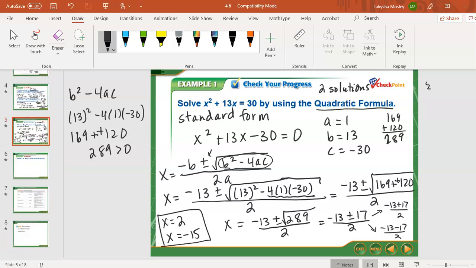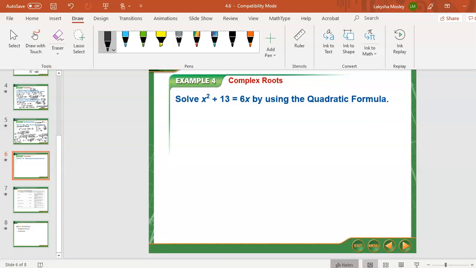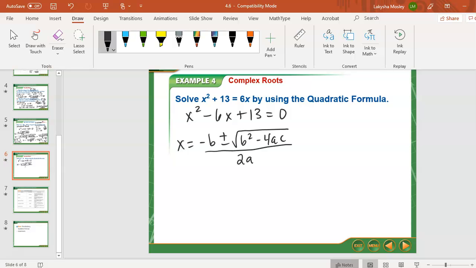So let's see what's next, because there's only a few more slides. They want us to do it one more time. So I'm going to do this once more, really quick. X squared, subtracting the 6x over, leaving the 13 positive, setting this equal to 0. Write your formula. 2a. Alright, carefully plug everything in.